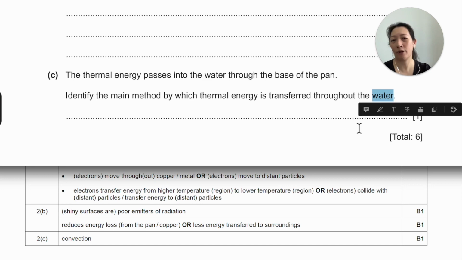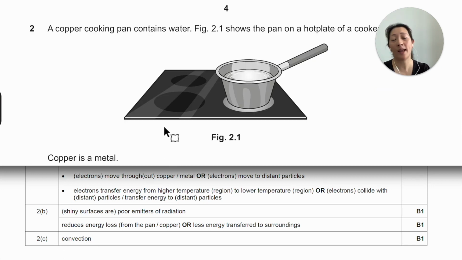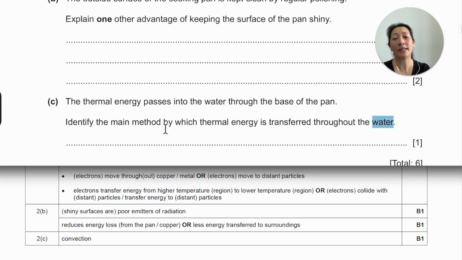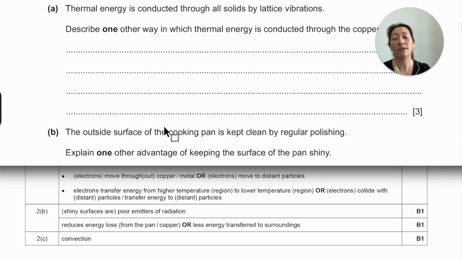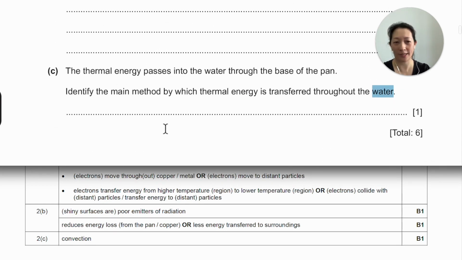So if you can recall what you've learned, and also I've just mentioned this, there's 1 more method of thermal energy transfer, which involves liquids and gases. Since water is a liquid, this is obviously convection. So you'll find that there are many questions in the exam paper where they're all related around the same topic within that unit. So this entire question, as you can see, is about thermal energy transfer.